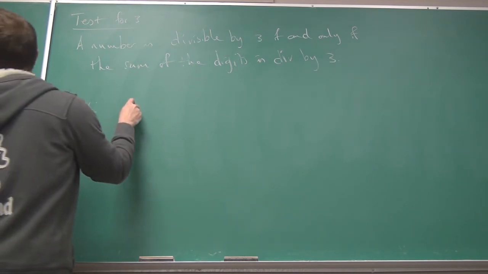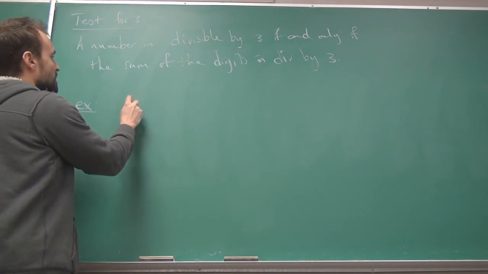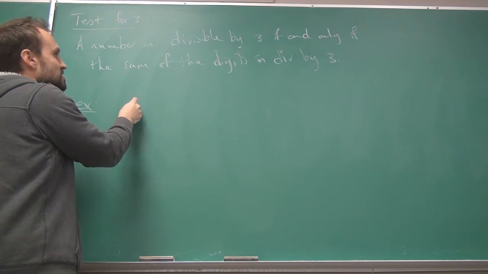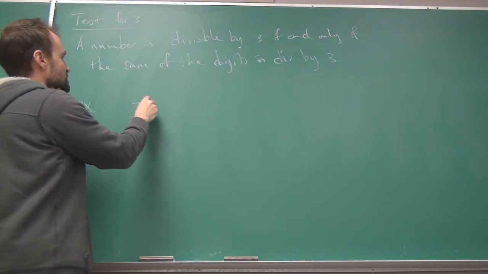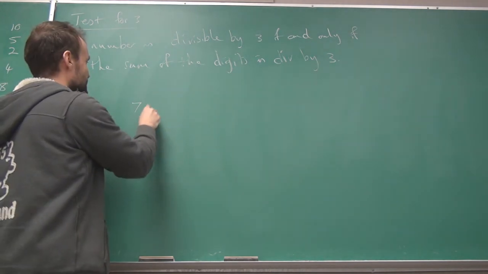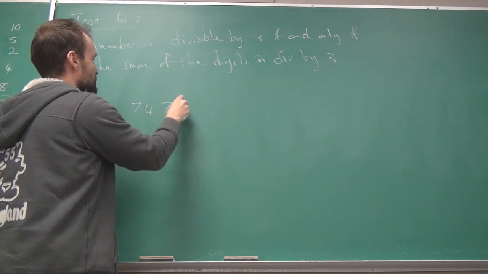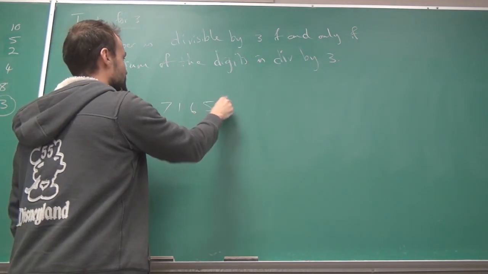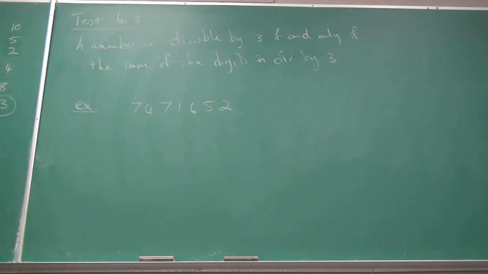Let's have a random 6-digit number. Everyone just shout this. It's not hard. 7. There's so much agitation. There's no wrong answer. 4. There you go. 7. 1. 6. 5. I heard it. There's no wrong answer. It's so easy. Just shout numbers.